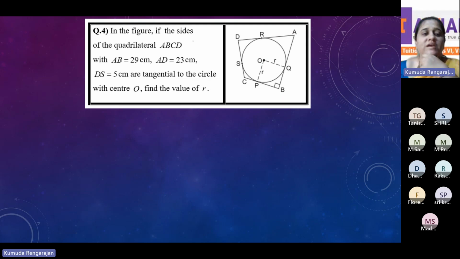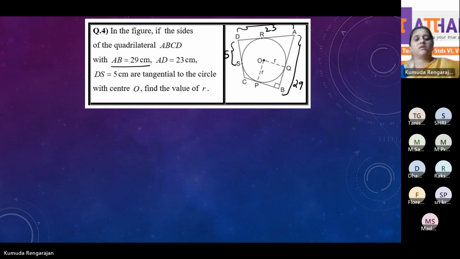So in the figure, if the sides of the quadrilateral ABCD are tangential to the circle with center O, find the value of R. AB is 29. AD is 23. DS is 5. So we need to find the value of R. Very simple. Just listen to me carefully, children.